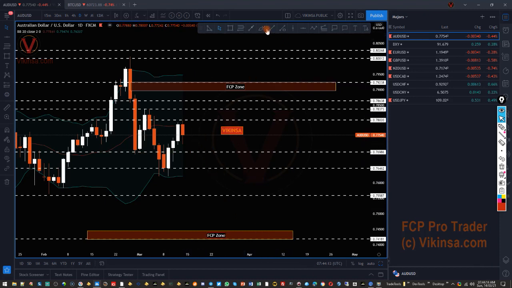So if the market starts to fall down and you get a confirmation, then this is where it is going to go. If it starts to go higher, then these are the levels that you have got. So all of these levels are important in AUDUSD.